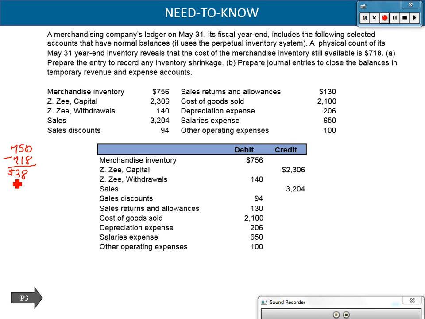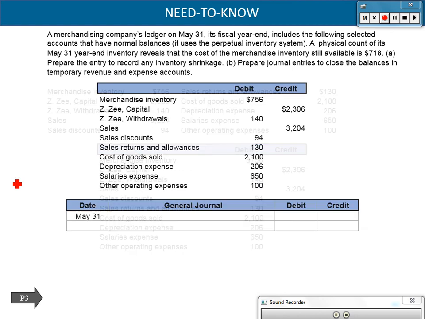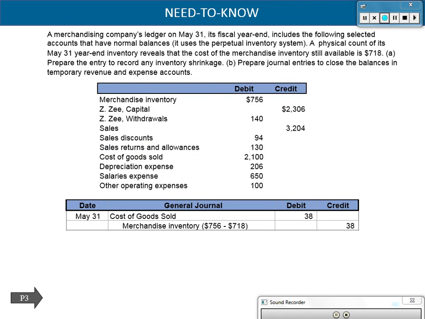All right, so this is showing the merchandise inventory. And what else do we need to also take into account? Because if we had shrinkage for inventory, where else do we put it? Cost of goods sold. Good. So that $38 is debited to cost of goods sold for $38, and then credited to merchandise inventory for $38, which changes those final amounts.